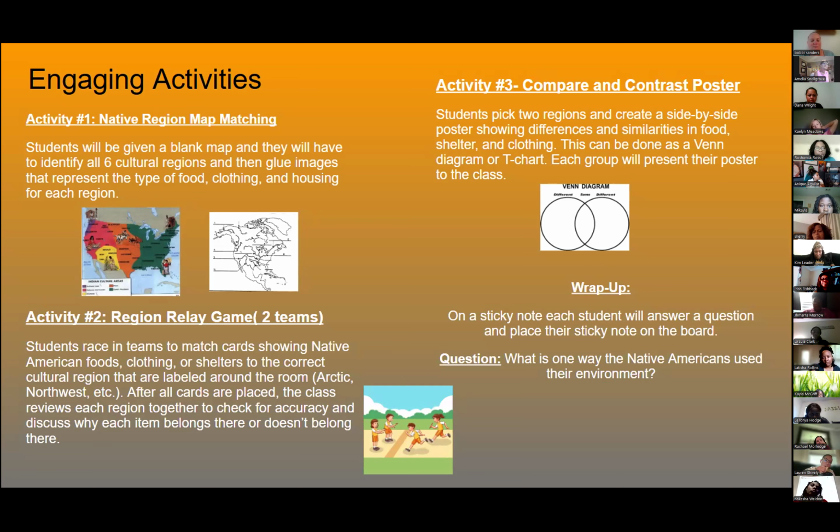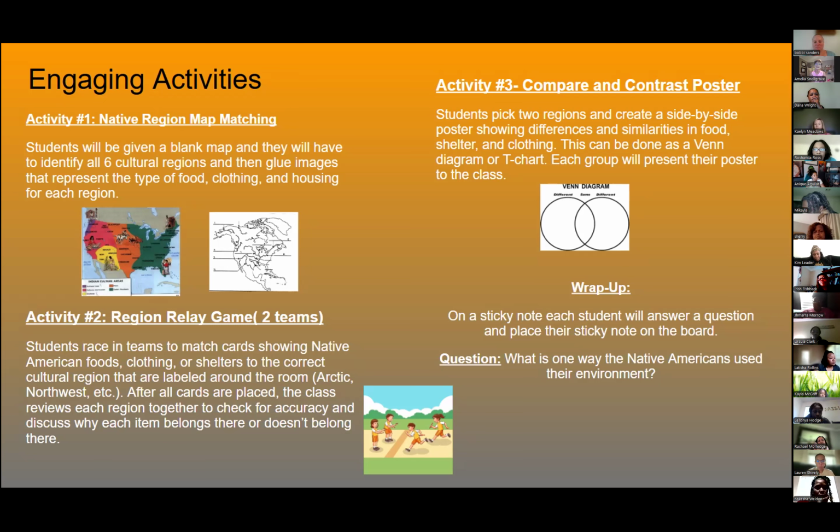And so activity number 2 is a region relay game. I'll split the class into 2 teams, maybe a red team and a blue team, and I have those different cards flipped over, and the teams have to race to match what the cards are showing: the Native American foods, clothes, and shelters. Around the room, I'll have different tables set up with different regions, and they have to take the card that's in their hand, put it at the right region that it goes to, and then come back and tag the next person.